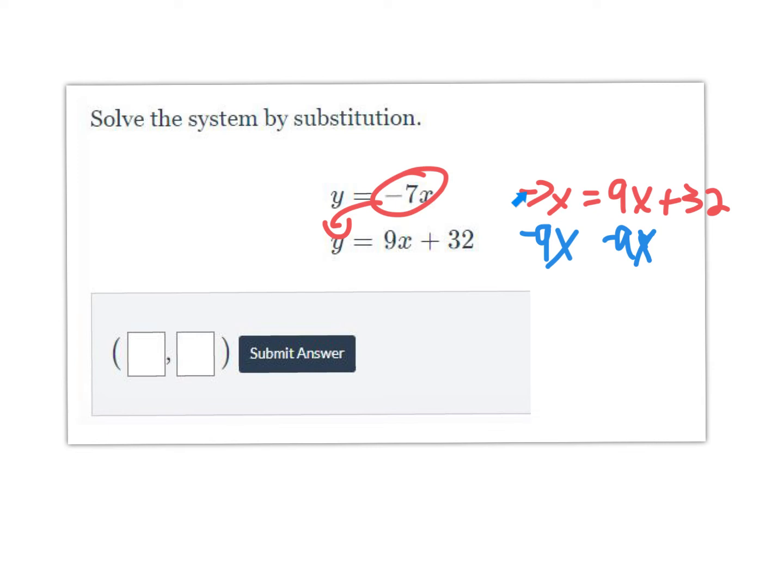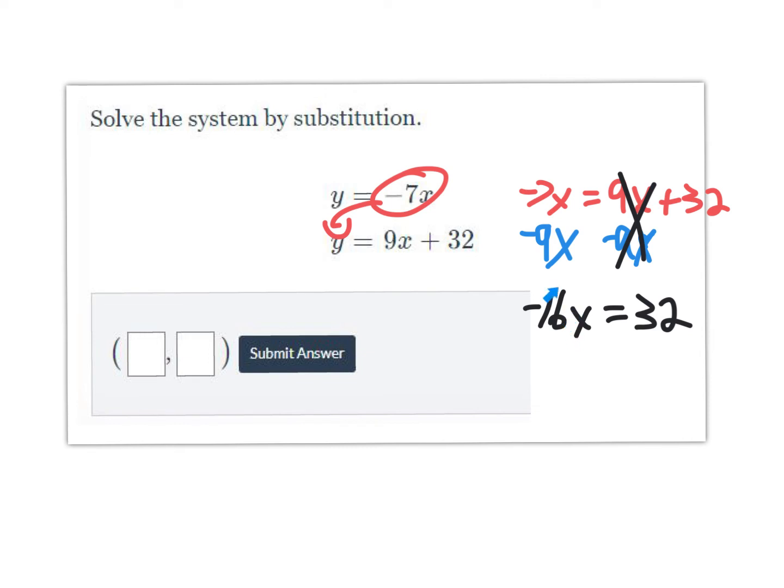So now what we have is negative 7x minus 9x, and negative 7 minus 9 is actually negative 16. So we have negative 16x equals 32 because the 9x is canceled. Well, now this is a problem where we just have one step to solve it.